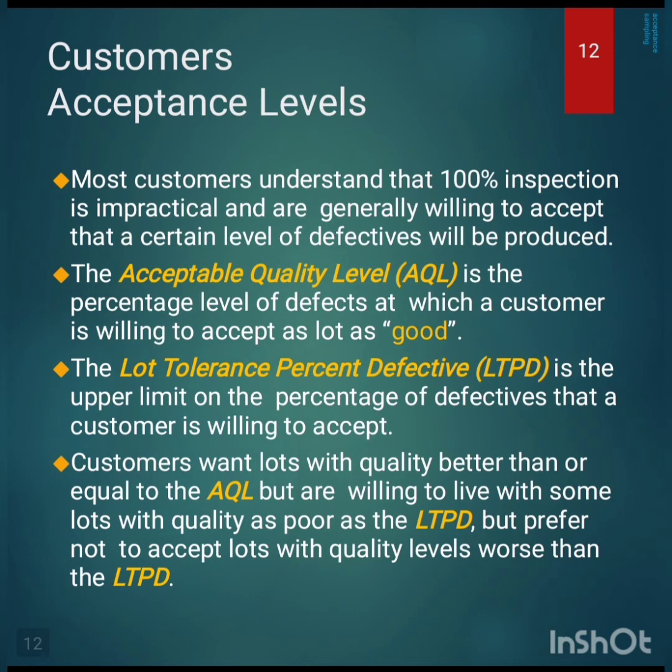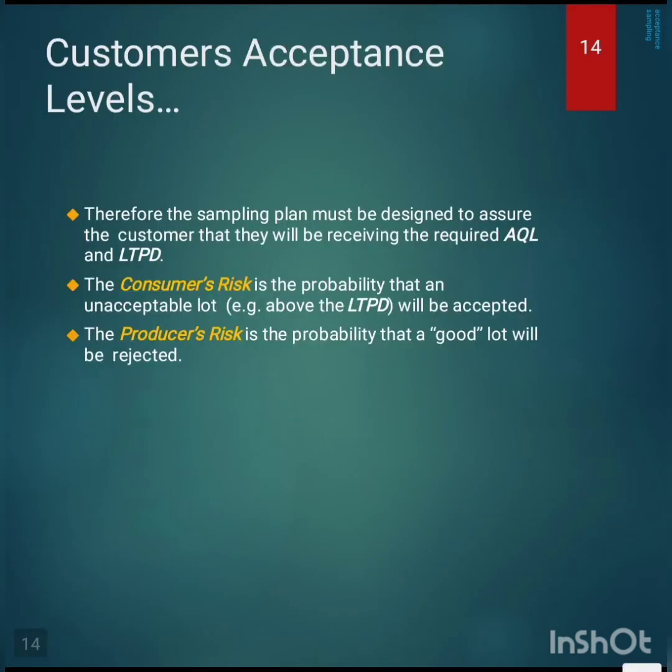Consumers of a product understand that it is impossible to examine the quality of every product they manufacture. So there are two quality levels: AQL, acceptable quality level, and LTPD, lot tolerance percent defective. The customer needs the product with quality equal to or better than AQL but not less than the LTPD quality level. A sampling plan must be designed to assure the customer of the LTPD and AQL quality levels. The consumer will be at risk if he is accepting a product with quality poorer than the LTPD level. The producer of a product will be at risk if there is a probability of rejection of a good lot.